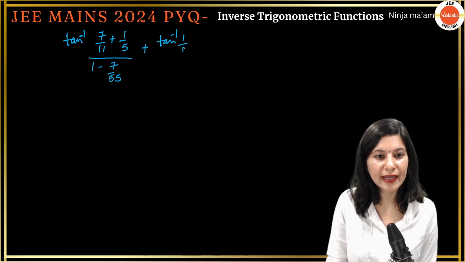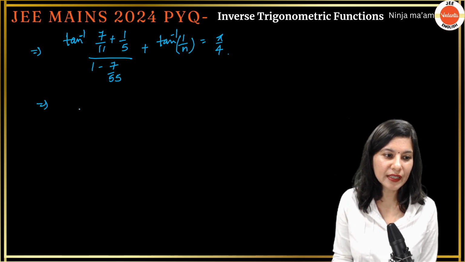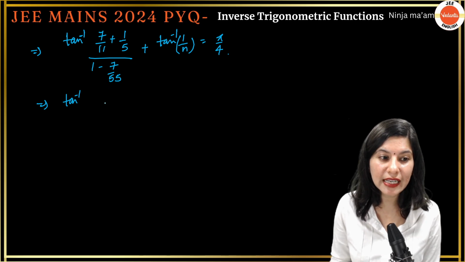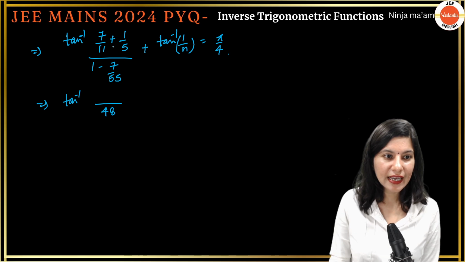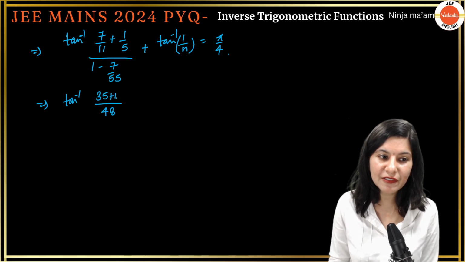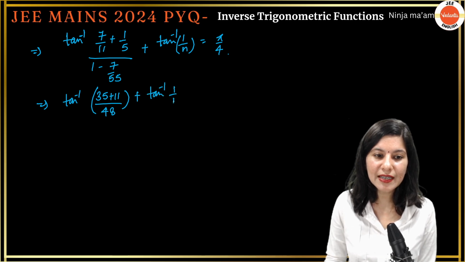Tan inverse 1 by n, that is going to be pi by 4. All right, okay. So this is tan inverse 55 minus 7. Tell me, 55 minus 7 is 48, right? And this is 7 5s are 35 plus 11. 55, 55, you can cancel it out. Plus tan inverse 1 by n is equals to pi by 4.